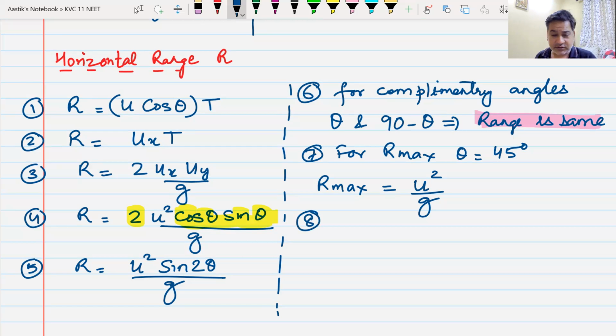All these points are potential questions that are going to come in your exam. If I divide H max, maximum height, by range, what will I get?